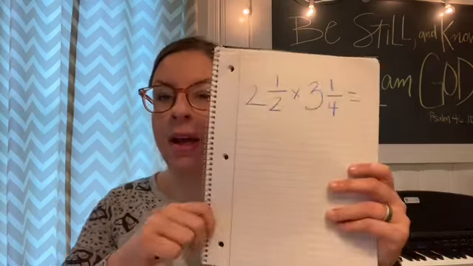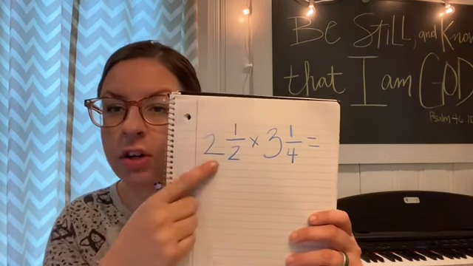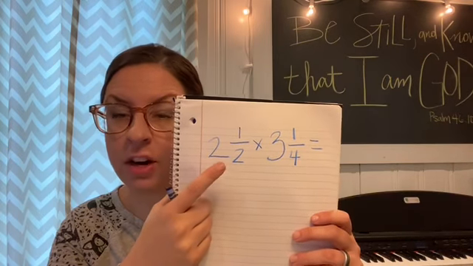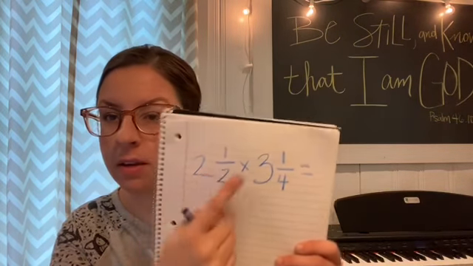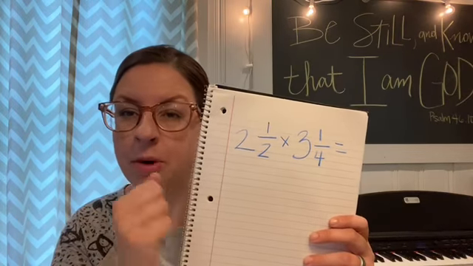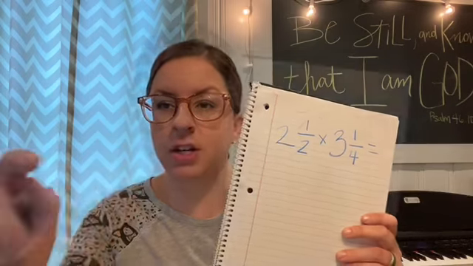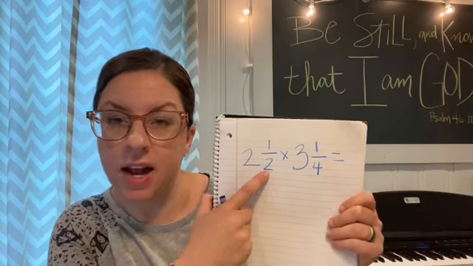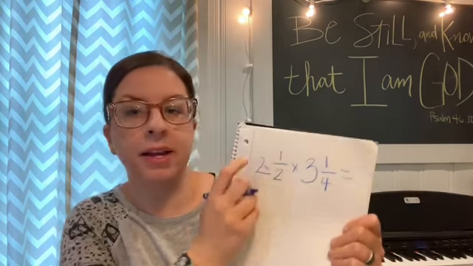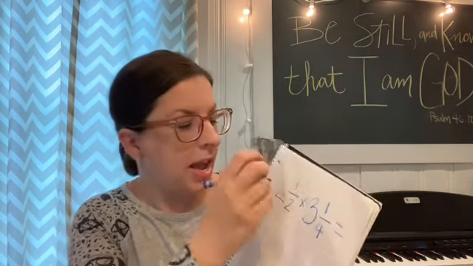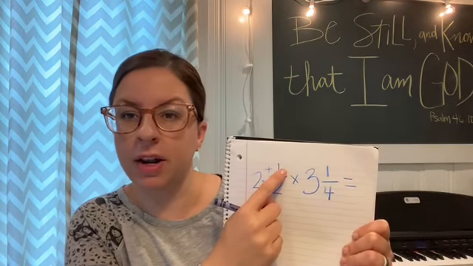All right, so today we are going to talk about multiplying mixed numbers, okay? Now, when you're multiplying mixed numbers, you have to turn them into improper fractions first before you can multiply, okay? So let's remember how to turn a mixed number into an improper fraction. Remember, you're going to take the denominator, multiply it by the whole number, and then add the numerator, okay?